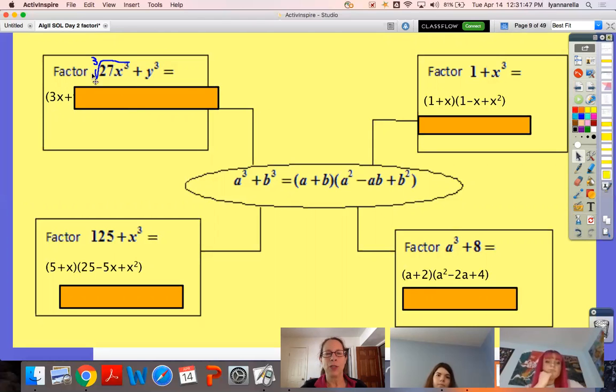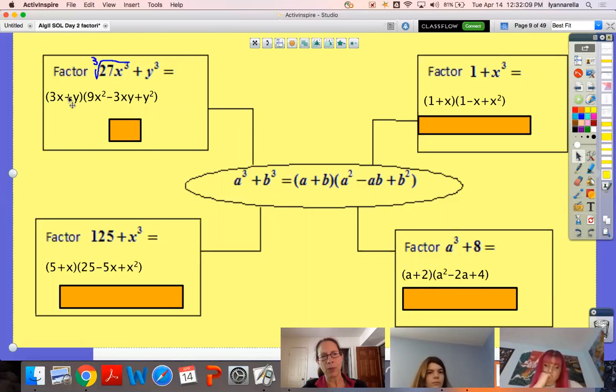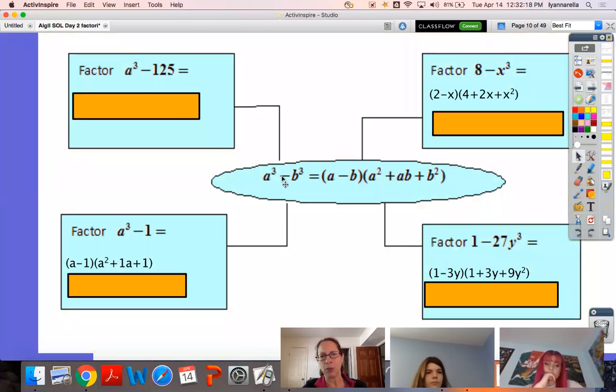And then the cubed root of x cubed is x. And the cubed root of y cubed is y. And I told you, once you know those two terms, you just square this. So if I said 3x times 3x, I would get 9x squared. Square this. If I said y times y, I would get y squared. And then multiply the two together. If I said 3x times y, I would get 3xy. And remember, if this sign was positive, this sign has to be negative. Okay? And then that's perfect cubes with a plus sign. The next page is perfect cubes with a minus sign.